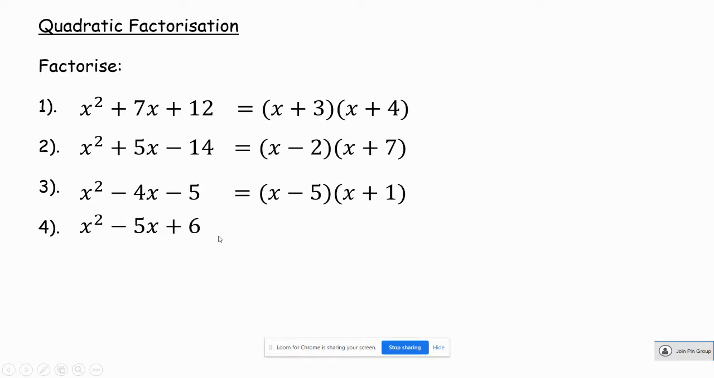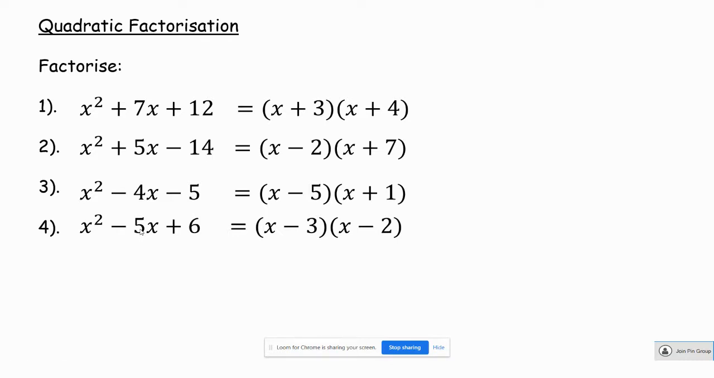So 2 numbers that multiply to make 6 and add up to make minus 5. So you might first of all think, well, it's 1 and 6 or 3 and 2. But they're all positive and they're never going to add up to make a minus number. So you've got to think a little bit more about this one and realize that a minus number times a minus number will make a positive result, but they'll still add to give you a negative number. So it's going to be, in this case, minus 3 and minus 2, because they multiply together to make positive 6 and they add up to make negative 5.